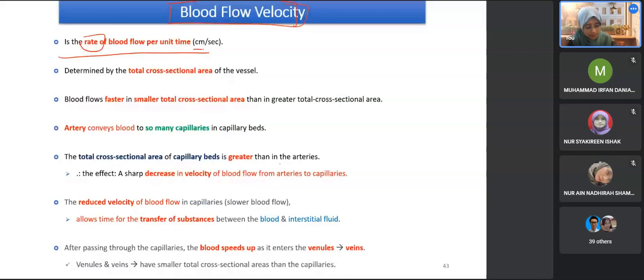Okay. So it is determined by the total cross-sectional area of the blood vessels. So blood flows faster in a smaller total cross-sectional area. Okay, so that's why tadi kita tengok the artery will have a smaller lumen. Okay, smaller lumen. So that's why the blood that flows in artery will flow with higher velocity.